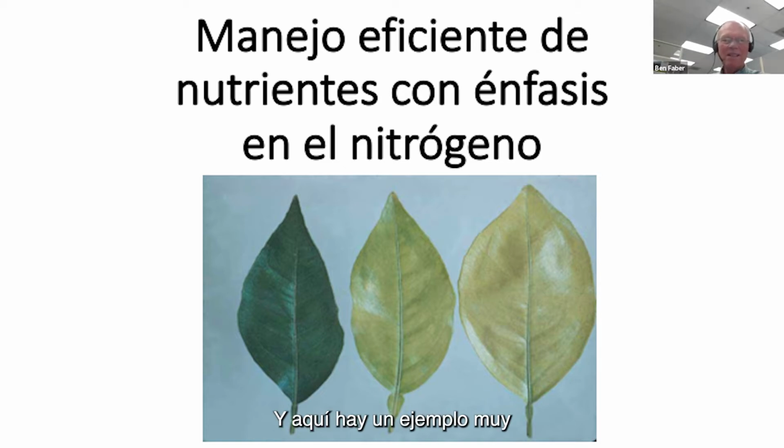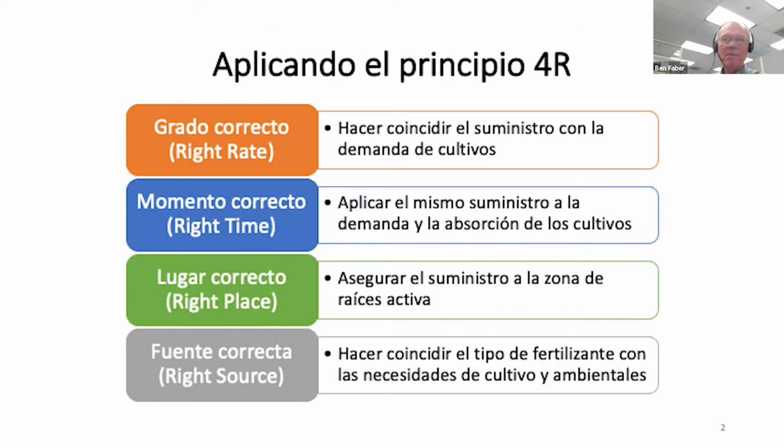And here's a really clear example of the citrus leaf. On the left is adequate nitrogen. The one on the right is yellow, and this is very typical of a poorly nitrogen-managed orchard.